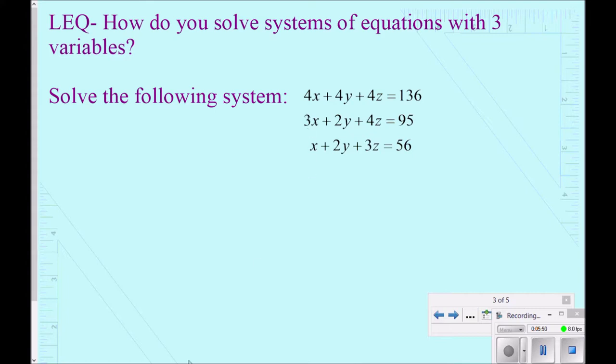4 goes into all of those numbers. So if I divide 4x by 4, I get x. And again, y, and again, z is equal to, when I divide 136 by 4, I get 34. Next, the second equation cannot be simplified, so I will just copy it.